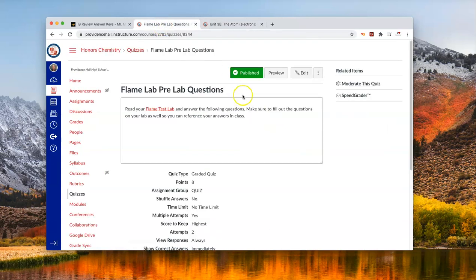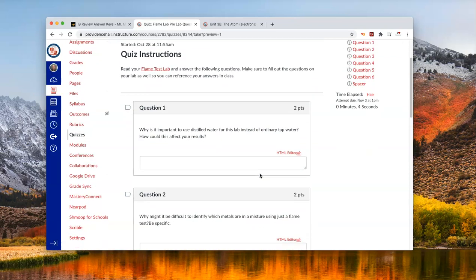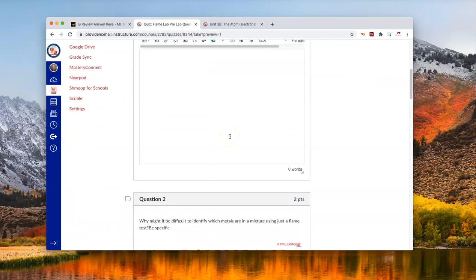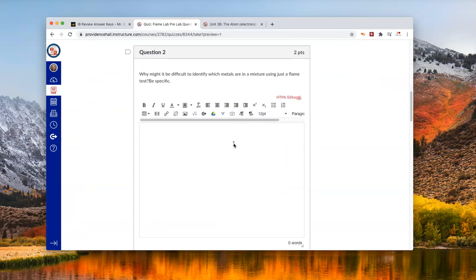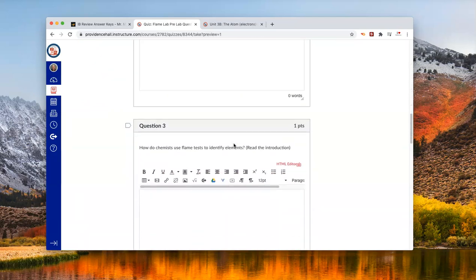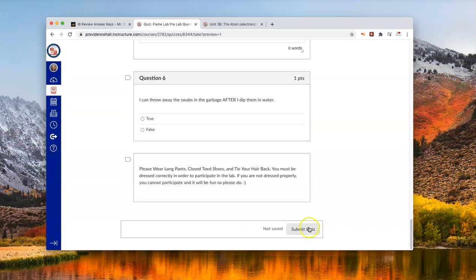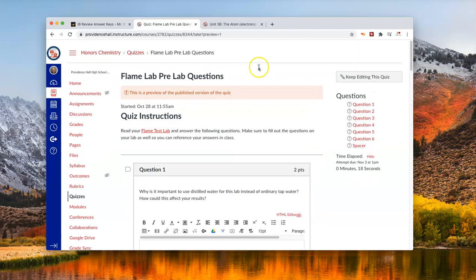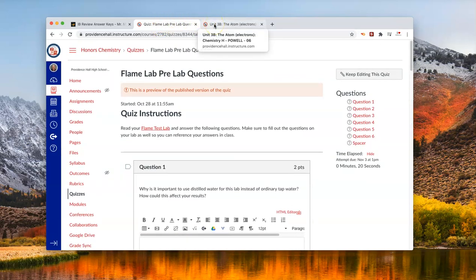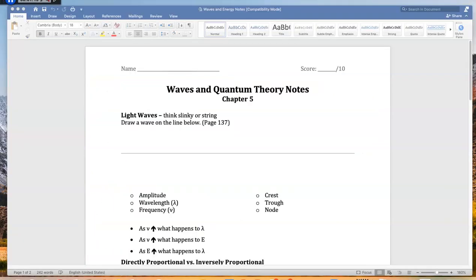If you look at the Flame Lab questions, they are your pre-lab questions plus a few more to make sure you actually read the lab. Okay? So read the lab, do the pre-lab questions, submit, bam, done. Any questions about your homework? Okay, excellent. All right, so were you guys okay with drawing a wave?